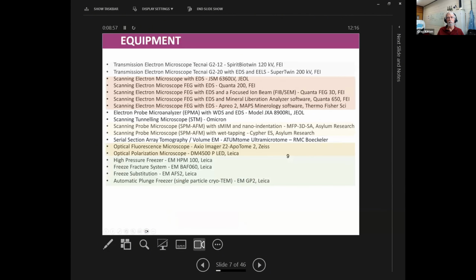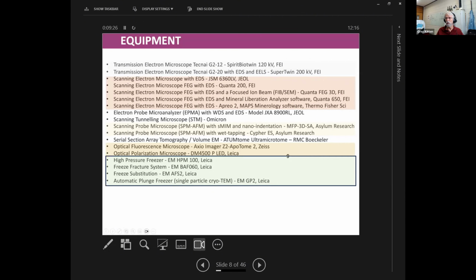At the moment, we have 2 transmission scopes, 1 other new one arriving, several scanning electron microscopes, electron probes, scanning tunneling, and other things on the list here. Only 2 optical microscopes. There's another center at our university that has all the fluorescence and super resolution, but we keep 2 mainly for people to check and do a little bit of CLEM experiments.